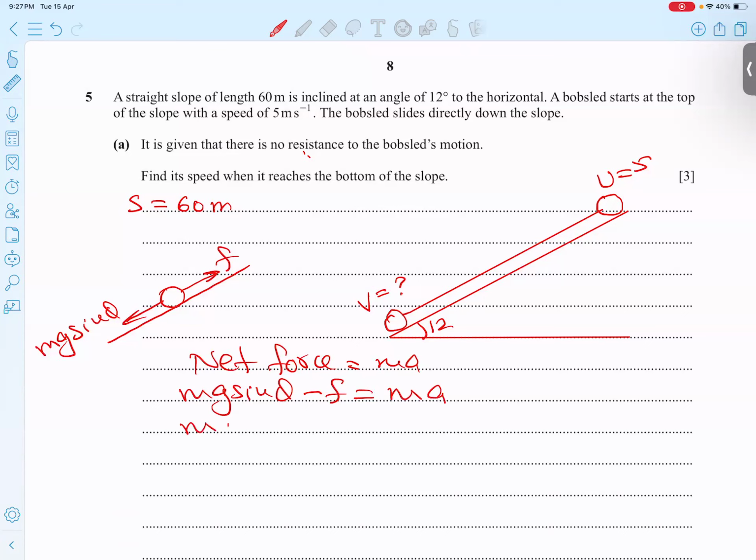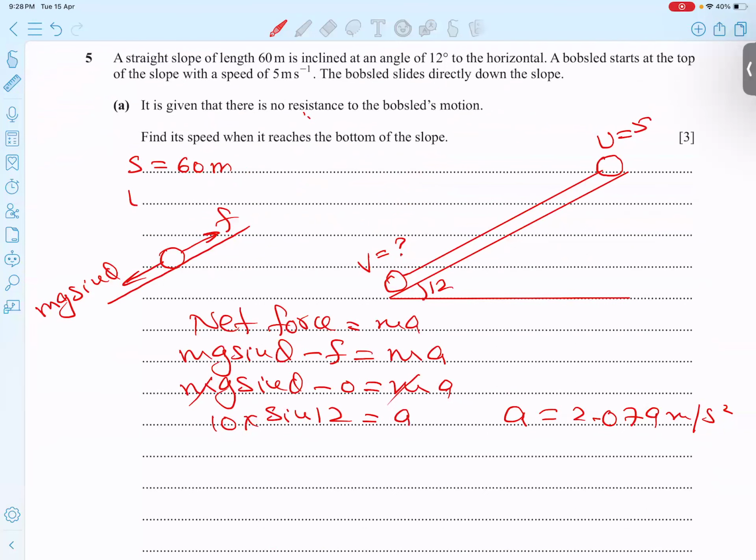So mg sine theta equals ma. I'm plugging in the values: mass cancels, gravity is 10, and theta is 12 degrees, so sine 12. This gives us the acceleration. If I type in the calculator 10 times sine 12 degrees, I get acceleration 2.079 meters per second squared. And we have the whole data: u is not 0, u is 5, and acceleration we just got.